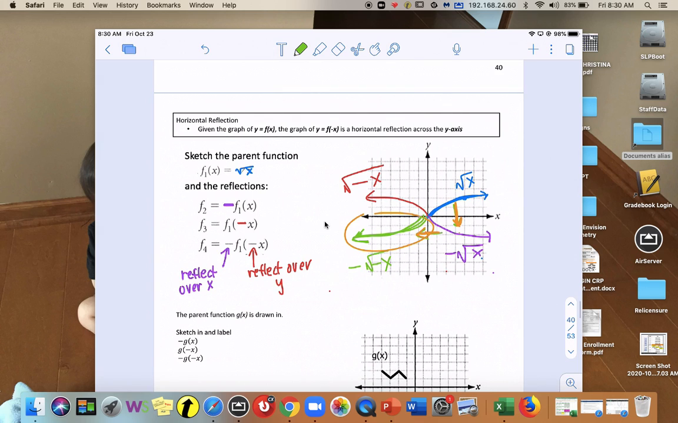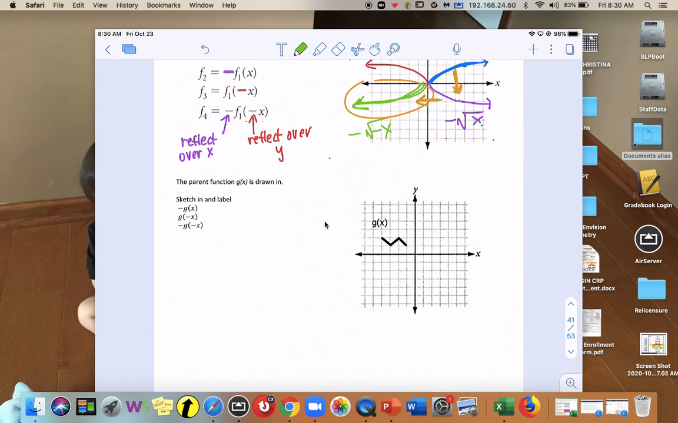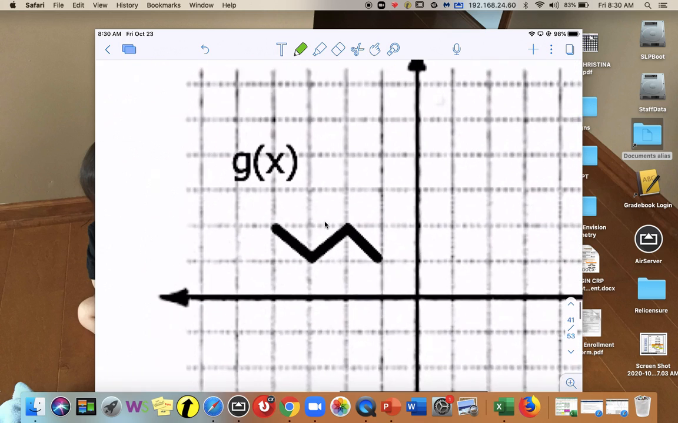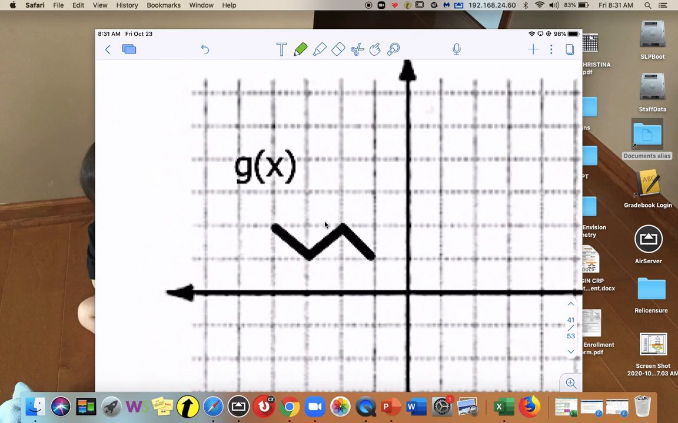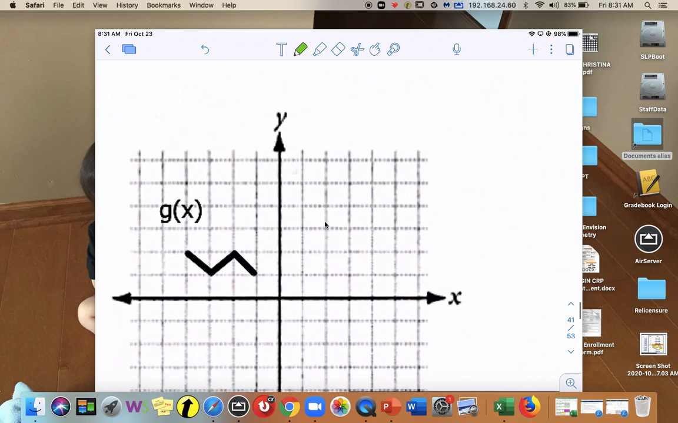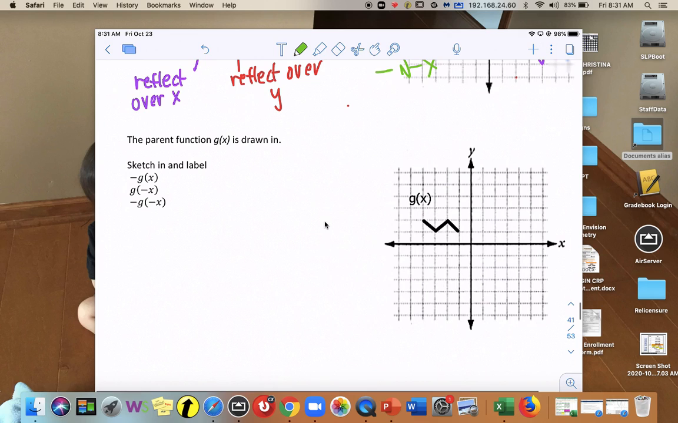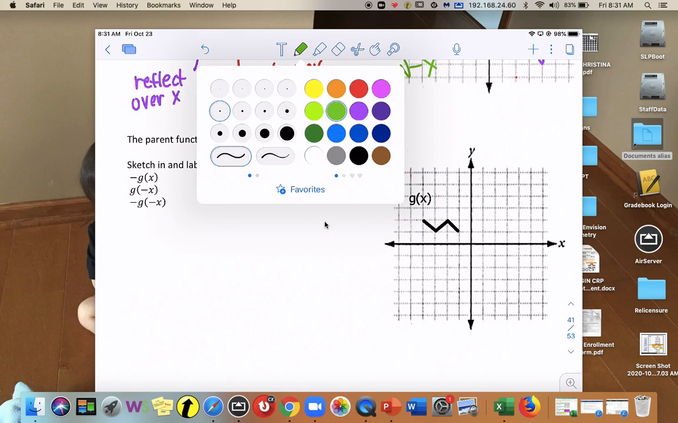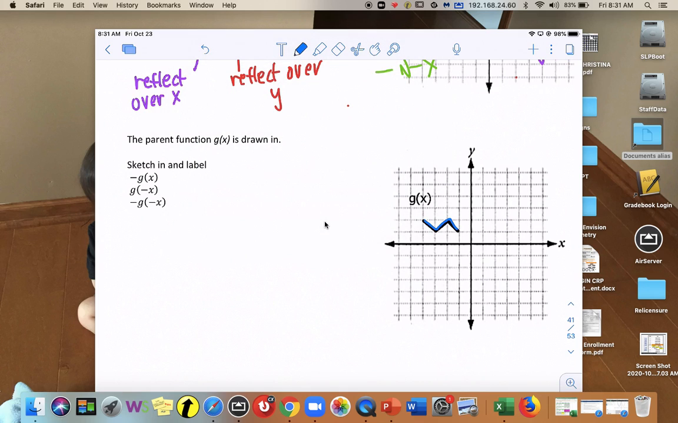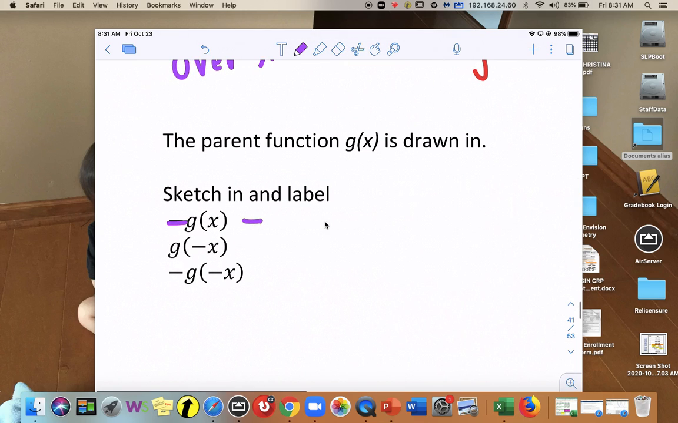Okay, let's try it one more time with a new function, g of x. Okay, so let's call this funny looking symbol right here. This is now our parent function. So they don't always start in the first quadrant. Let's say g of x starts here, and that's our parent function. Okay, so this is our parent function, g of x. Let's do negative g of x first. All right, so remember the negative on the outside, it reflects.